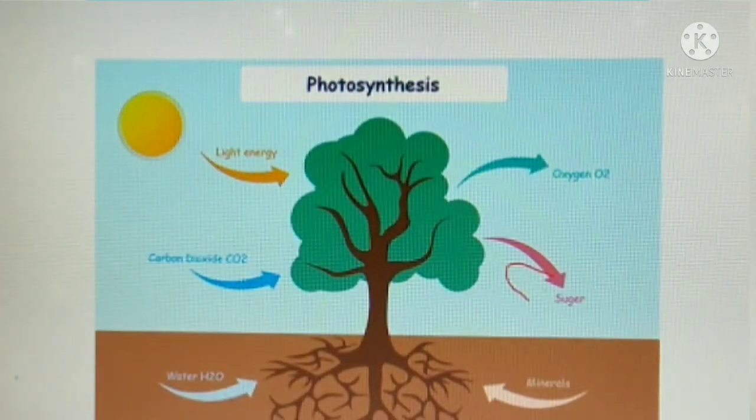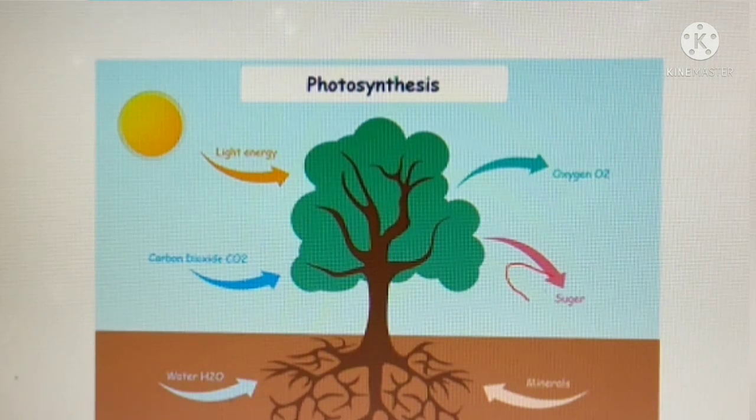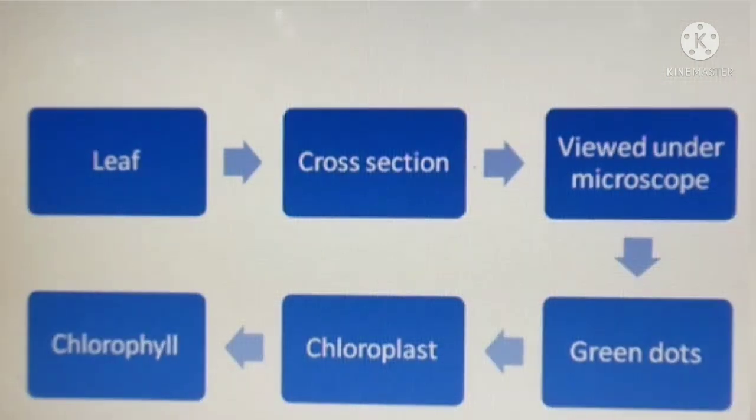This is the diagram for photosynthesis. The green plants are taking up the light energy from the sunlight, and they are taking carbon dioxide from the atmosphere and also water from the soil. And after the process of photosynthesis, what are the products formed here? Glucose, water and oxygen. The glucose, they will store as starch, and the oxygen they will give out to the atmosphere, and also they will give out the excess water to the atmosphere.